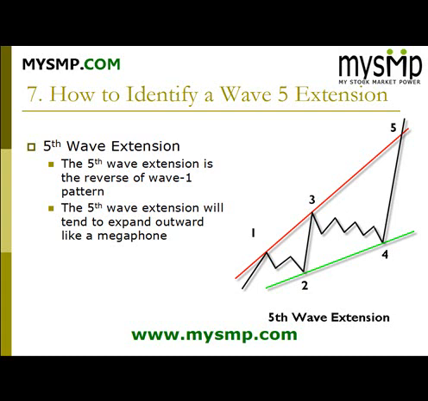Now the wave 5 extension is a megaphone, where you have smaller waves up front and then a much larger wave at the end. Again, in this extension, wave 1 has to be the shortest wave, because wave 3 cannot be the shortest. So the fifth wave extension will tend to expand outward beyond the resistance line, which gives you that megaphone type formation.